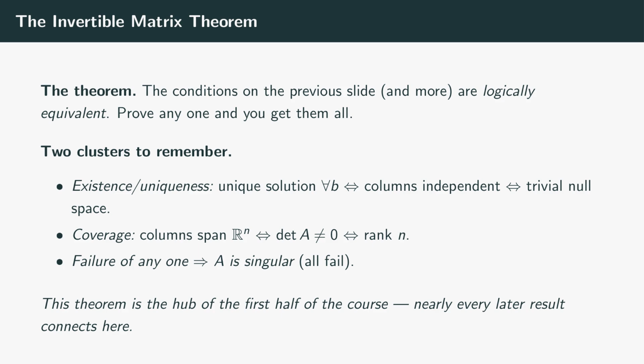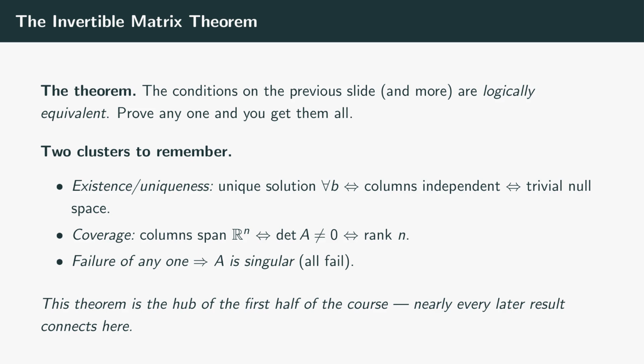It helps to remember them in two clusters. One cluster is about existence and uniqueness of solutions. The system has a unique solution for every right-hand side exactly when the columns are independent, which holds exactly when the only solution to A times x equals 0 is 0. The other cluster is about coverage. The columns span the whole space exactly when the determinant is non-zero, exactly when the rank is full.